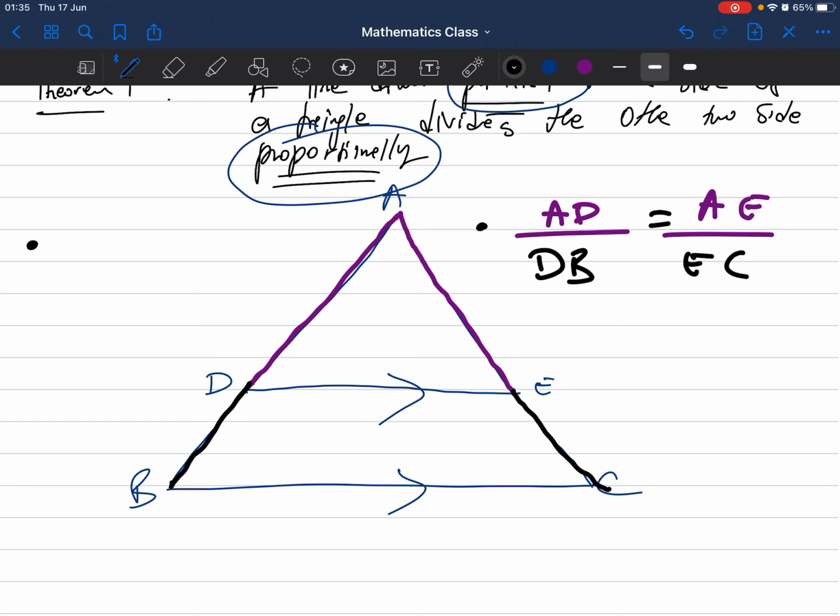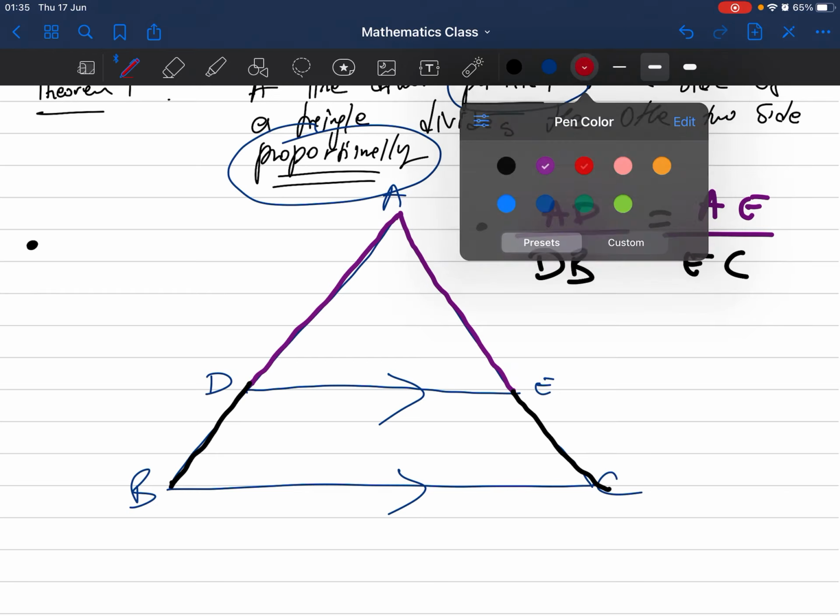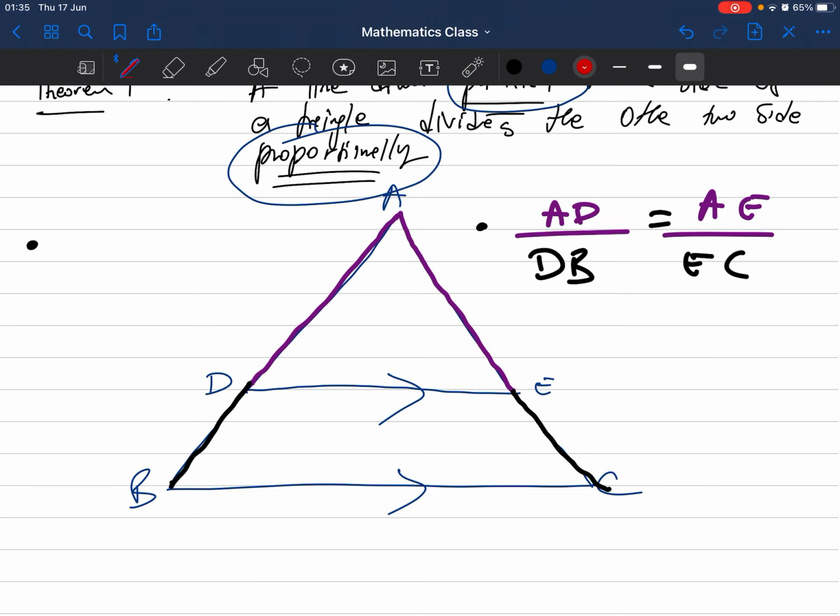Okay, you can be looking at other things. Let me get a different color. You can be really looking at AB, the entire AB. Okay, so that would be like AB over, I don't know, let's look at another interesting color, AB over AD. Okay, AB over AD.